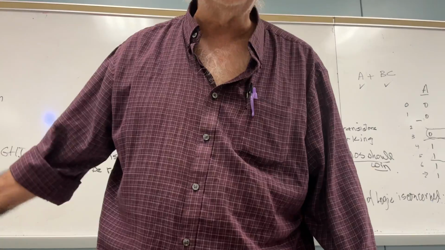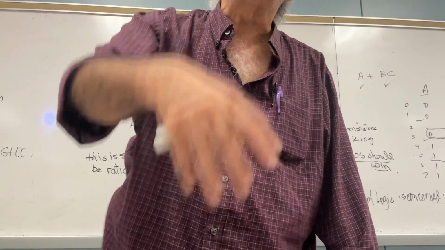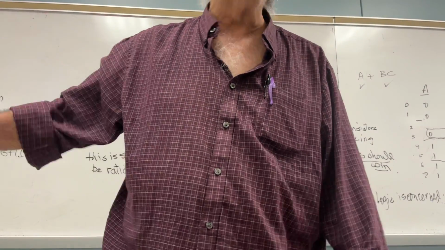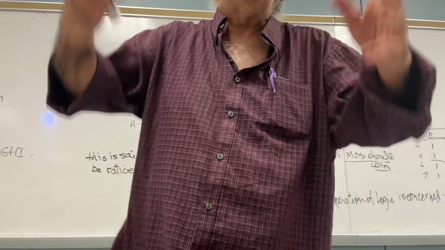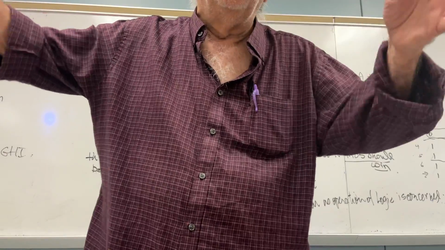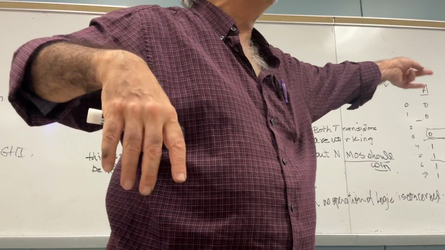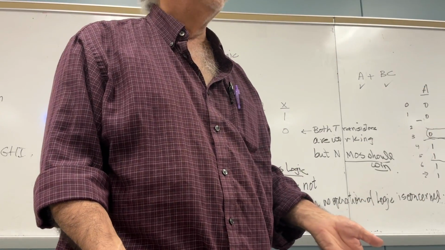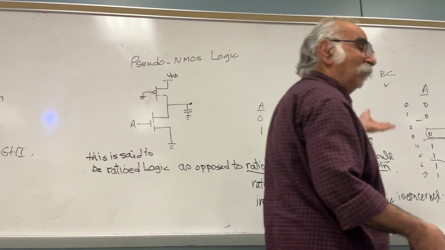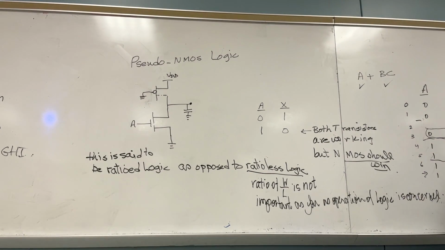In the case of ratioless, I don't care how you choose the W over L. The logic will still work. But the performance might change. Does TP, by the way, depend on W over L? You just have it in the exam. TP is propagation delay, a function of inverse propagation to W over L. Yes. So the TP might be different, but the logic will still work. Clear?